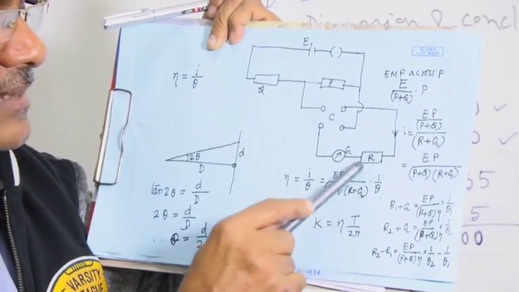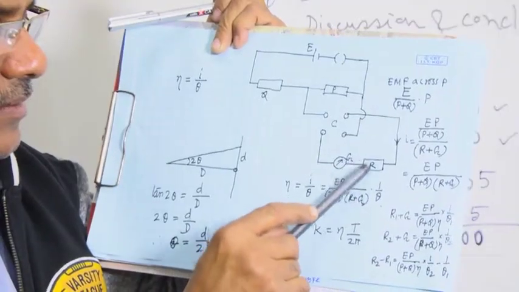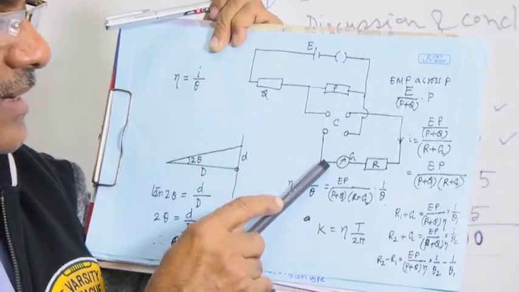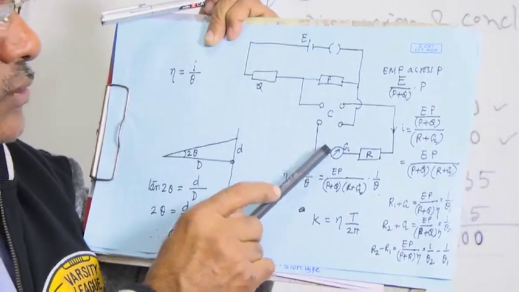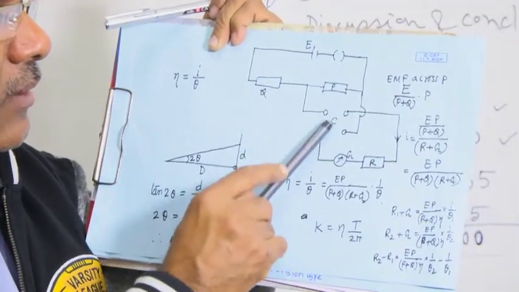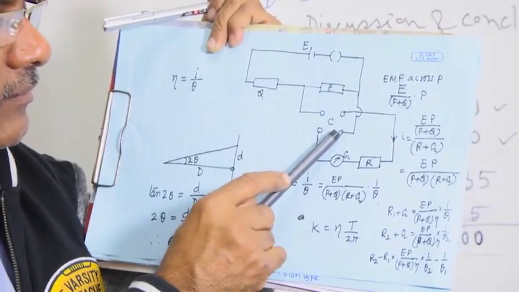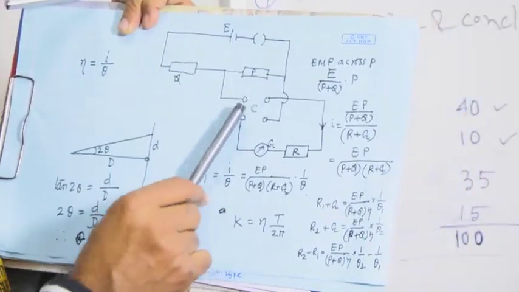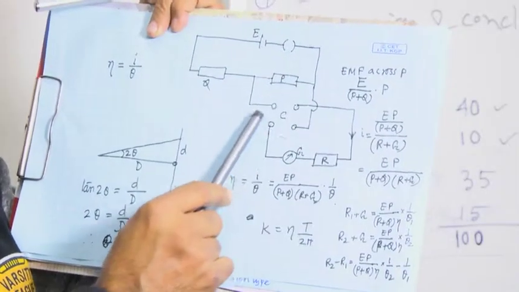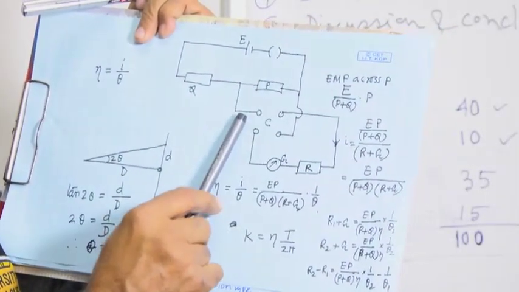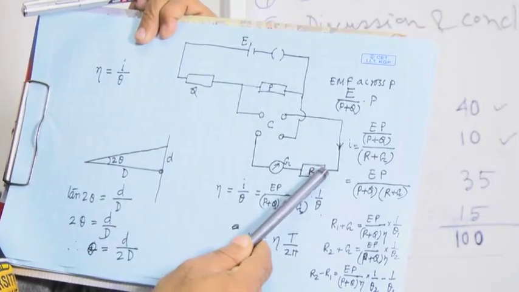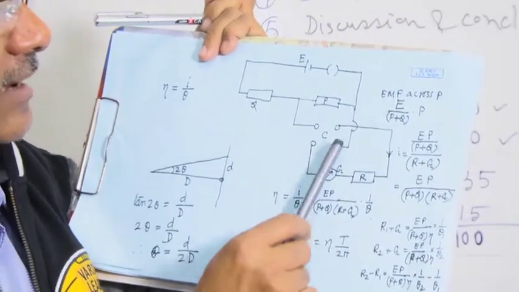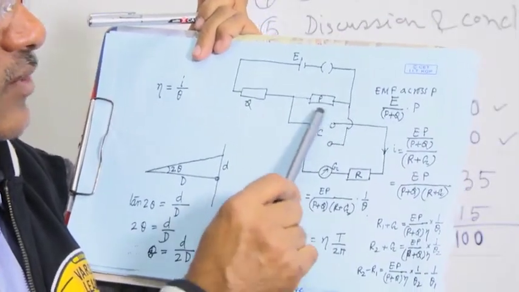Just changing the resistance R from this box, I can vary the current passing through the galvanometer. But here I have not added the power supply directly. Here I have used one commutator, because I want to change the direction of the current. That is why we have used the commutator.